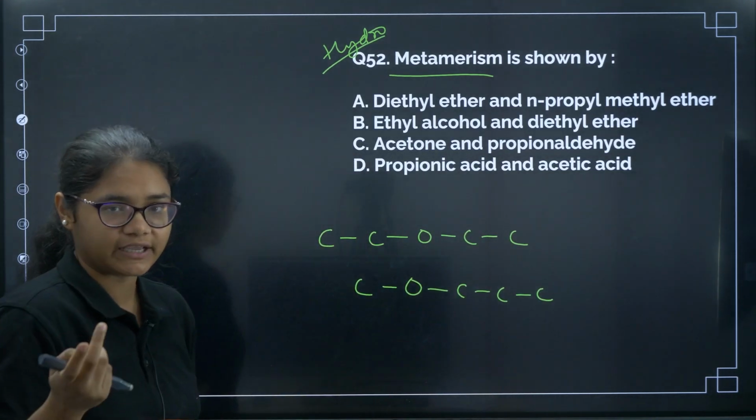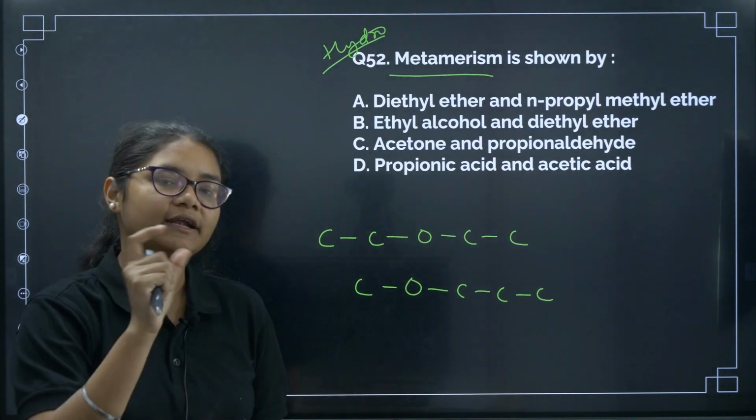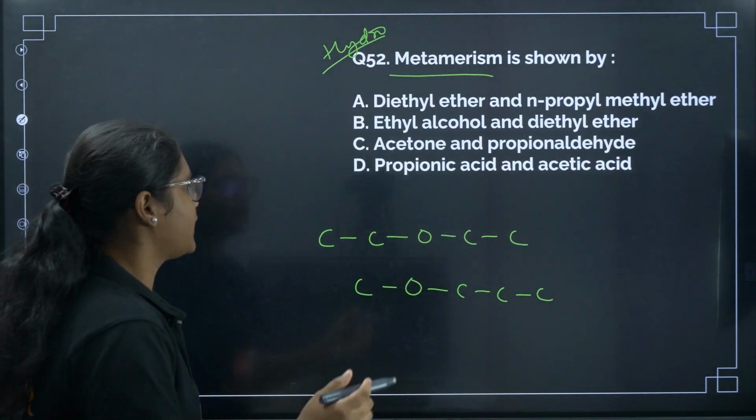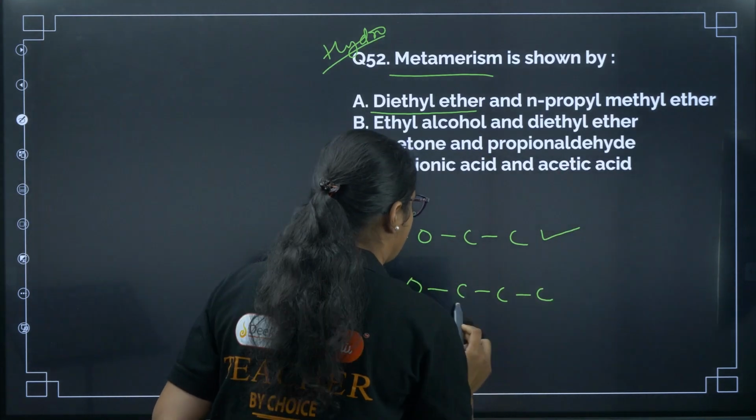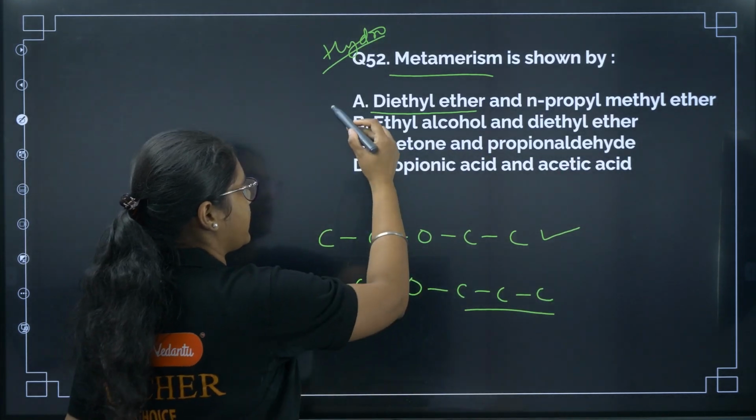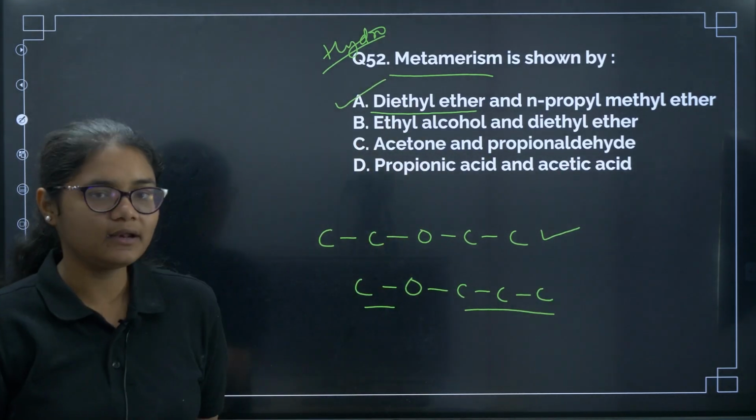So the number of chains beside that oxygen will be different. So the correct answer here is diethyl ether. This is diethyl ether and n-propyl methyl ether. Okay, the correct answer for this question is option A.